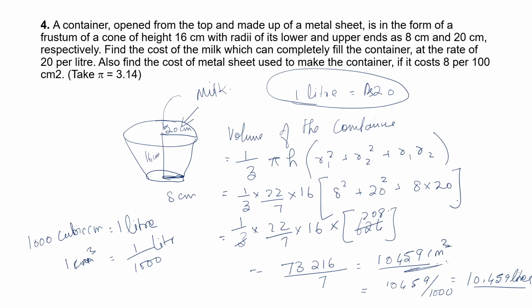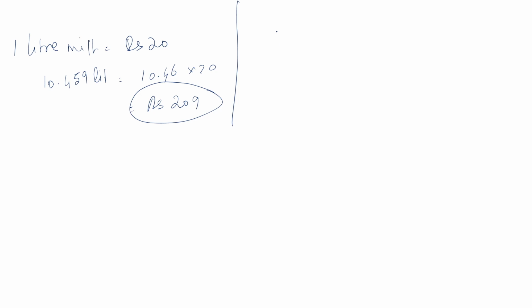What is the next question? Something else is also asked. Find the cost of the milk which can completely fill the container at the rate of 20 per liter. This we have found, it is rupees 209. Then find the cost of the metal sheet used to make the container if it costs 8 per 100 centimeter square, that is rupees 8 for 100 centimeter square. That means what is asked? To make the container, how much cost we require.